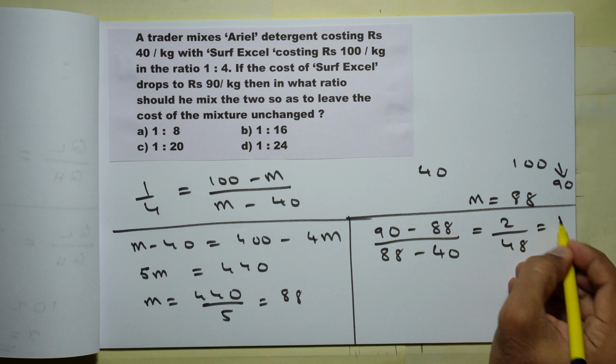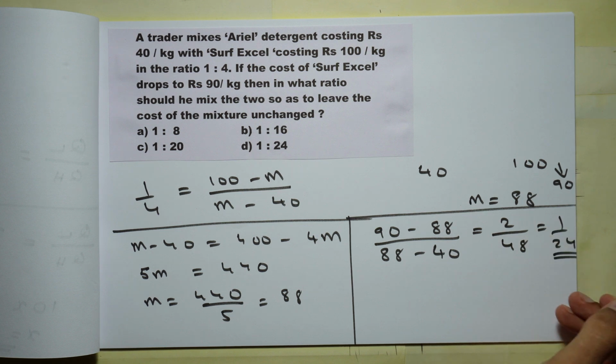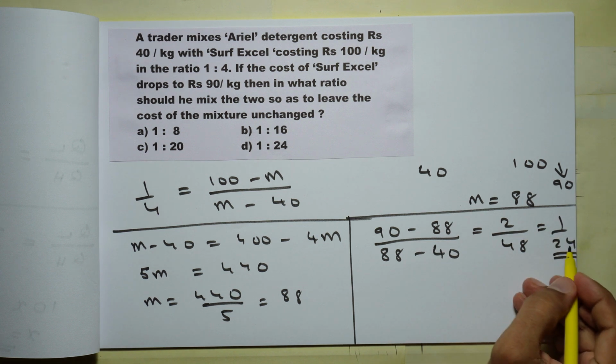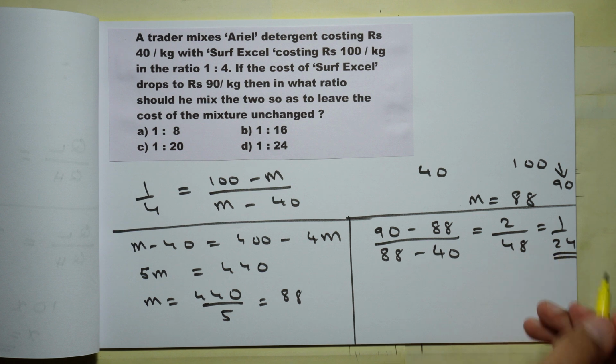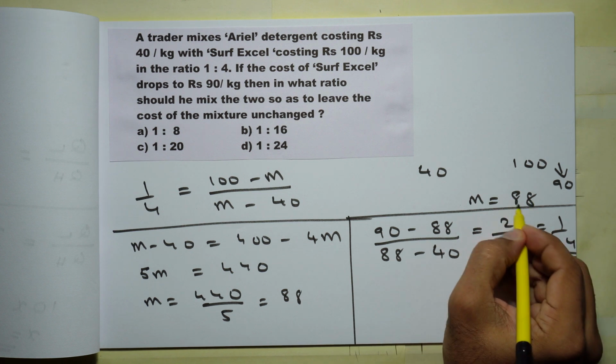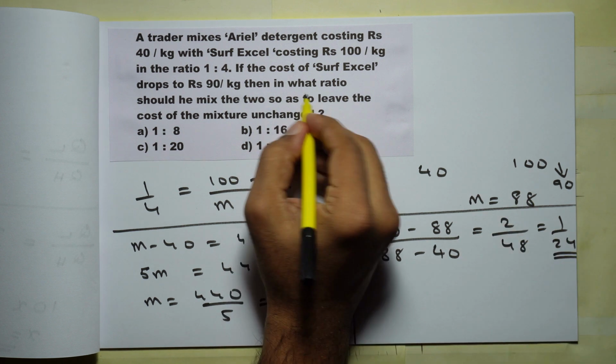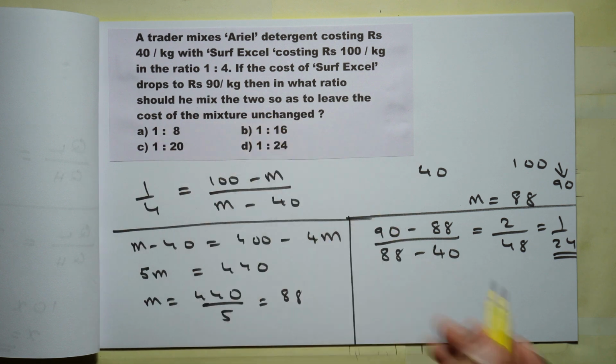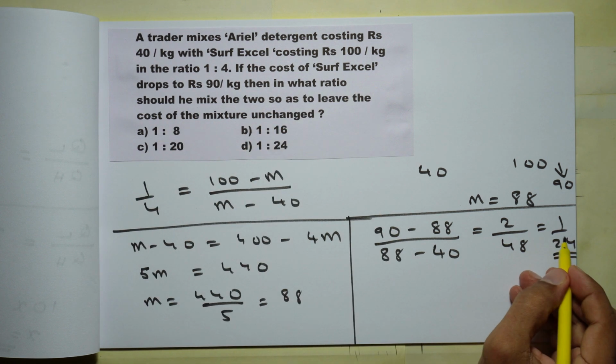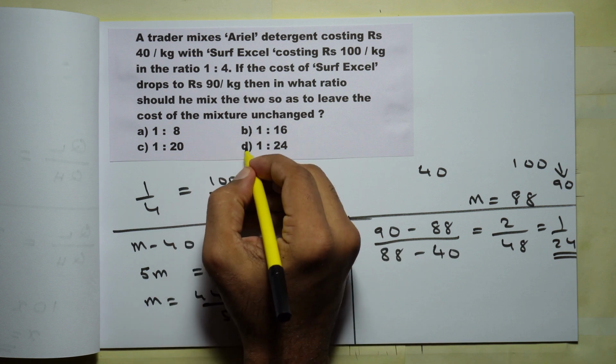So 2 by 48, that is same as 1 by 24. So now they should be mixed in the ratio 1:24. Then this mean price of 88 can be retained. So in what ratio should he mix the two? So they should now be mixed in the ratio 1:24. That is option D.